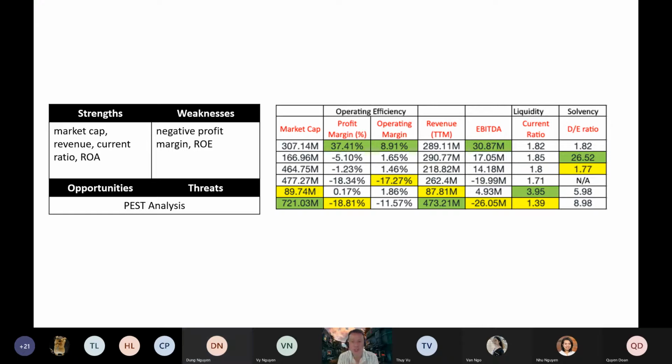Okay, and why debt equity on the solvency? Why are you looking at that for a tech company, for a 5G company?